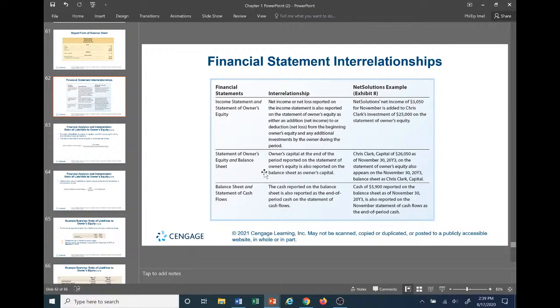Next, the balance sheet and the statement of cash flows. Remember, the cash reported on the balance sheet is also reported as the end of the period cash on the statement of cash flows. Once again, we saw this in the Net Solutions example, Exhibit 8. The cash of $5,900 reported on the balance sheet as of November 30th, 2003 was also reported on the November statement of cash flows as the end of the period cash.